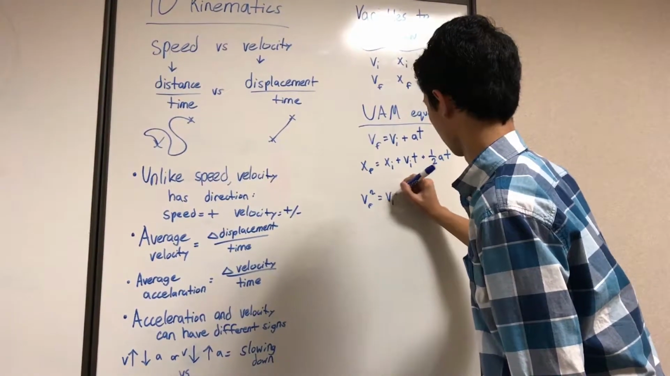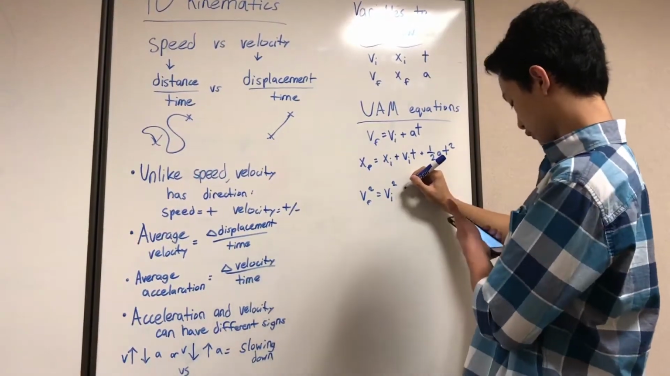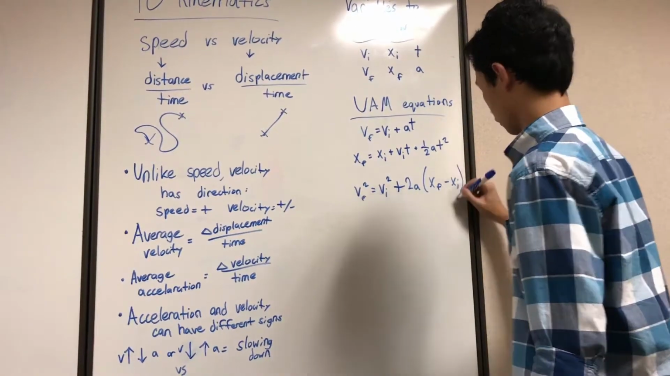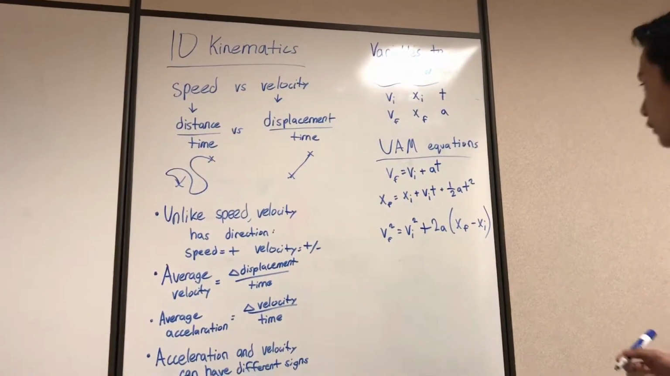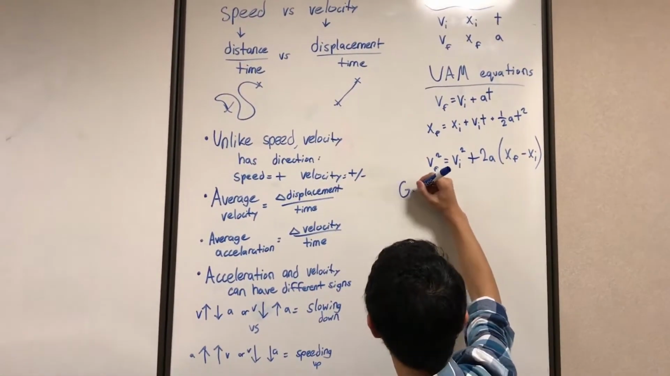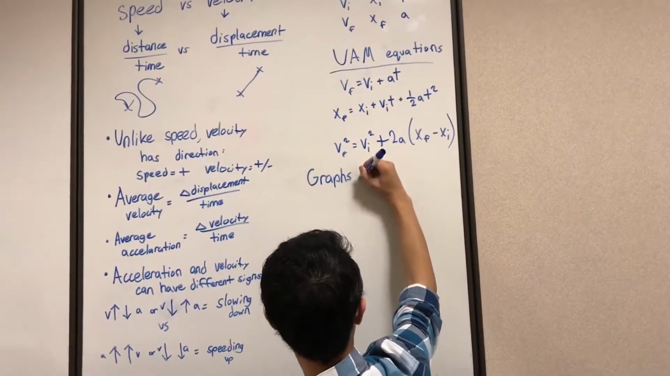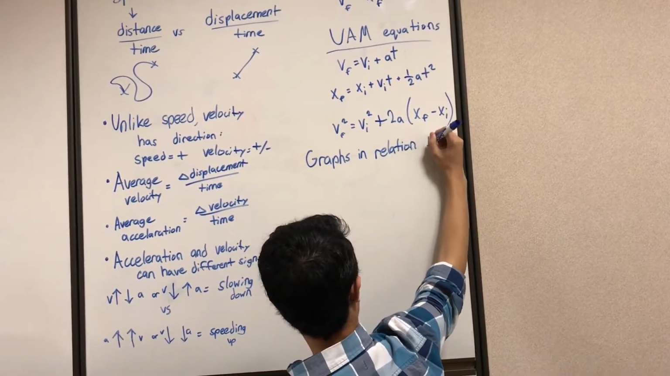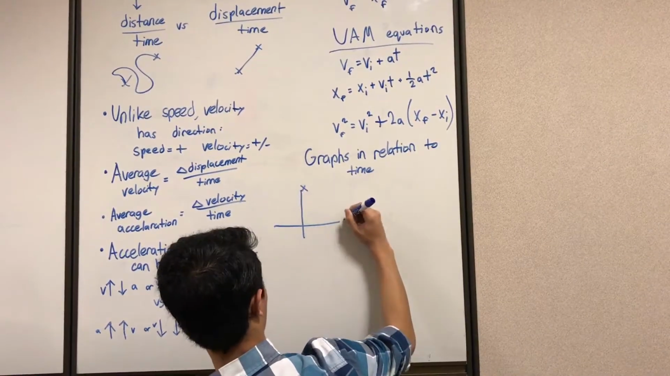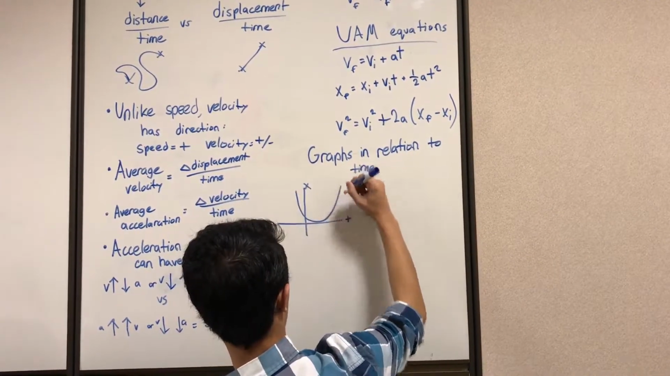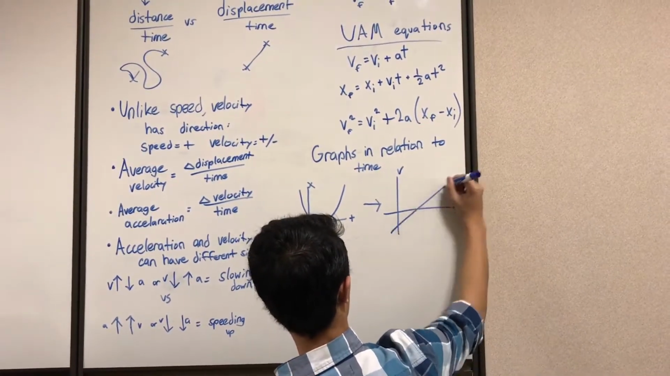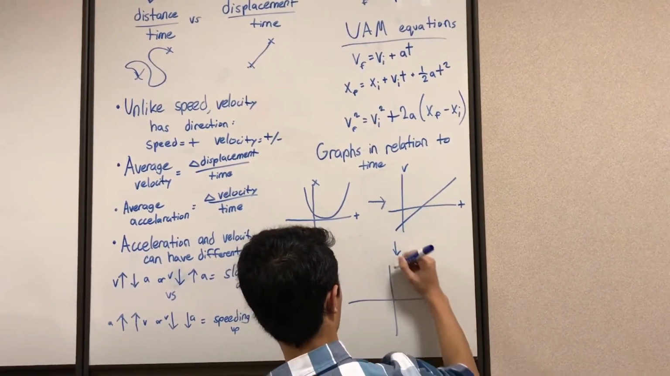Then you have final velocity squared equals initial velocity squared plus 2 times acceleration times the change in position, final position subtracted by initial position. And then we're going to be discussing graphs in relation to time. Now the main thing to discuss with graphs is that, in descending order, velocity is the slope of position and acceleration is the slope of velocity. So if velocity is positive, then the position is increasing, and same for acceleration in relation to velocity.